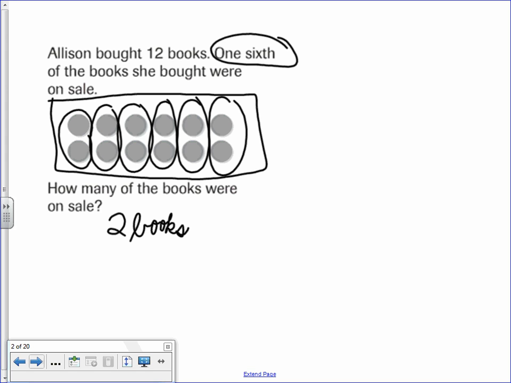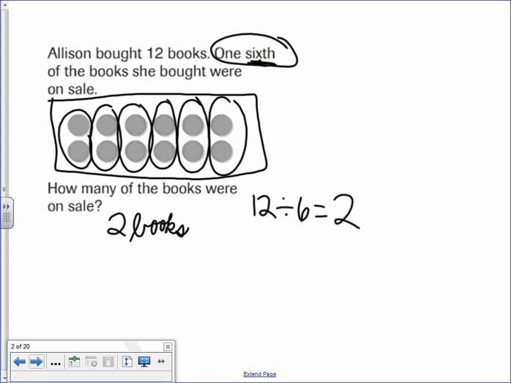Here's the other way to do it. There are 12 books altogether. We have to find 1/6 of 12. There's a long, very mathematical way to explain why what I'm about to show you works. But basically, all you need to know is that you are dividing the 12 books by the denominator in the fraction. Same answer.